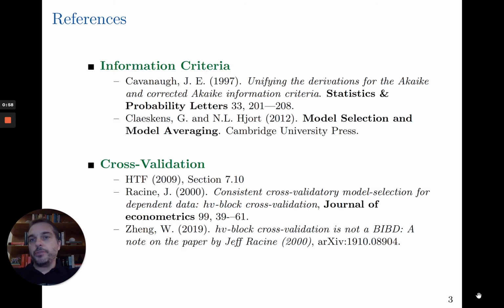For references on information criteria, there is a recent paper that unifies the derivation of the AIC. If you are interested in knowing how these information criteria are derived, this is a very good paper. There's also a book on model selection with a lot of material about information criteria. And if you're interested in cross-validation, there's the book by Hastie, Tibshirani, and Friedman, a nice paper by Jeffrey Racine, and the recent working paper by Chang.